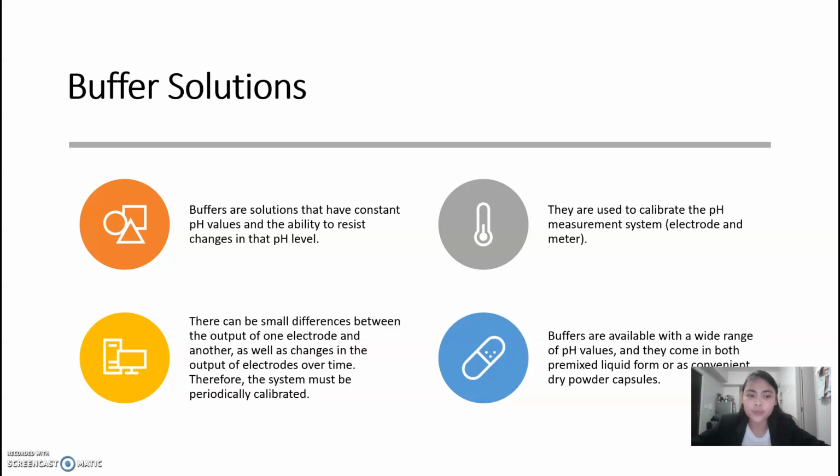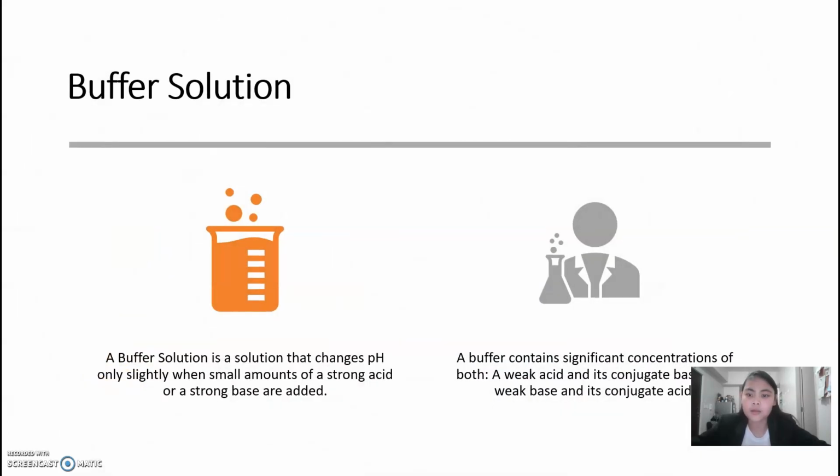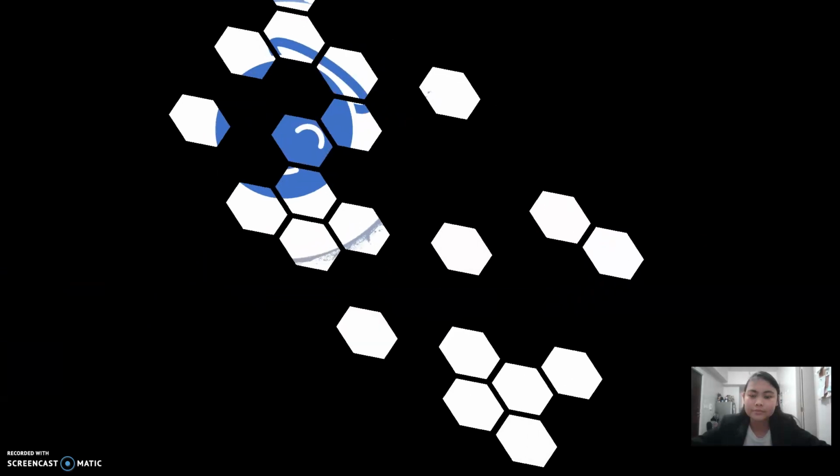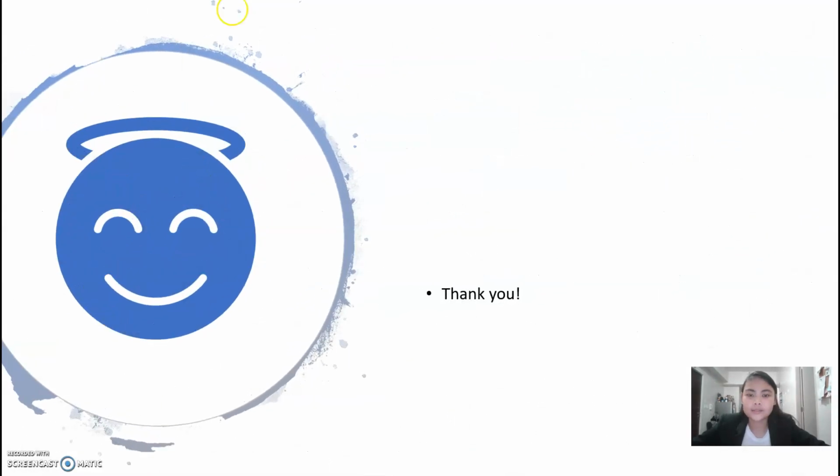Buffers are available with a wide range of pH values, as they come in both premixed liquid form or as convenient dry powder capsules. A buffer solution is a solution that changes pH only slightly when a small amount of a strong acid or a strong base is added. A buffer contains significant concentrations of both a weak acid and its conjugate base, or a weak base and its conjugate acid.